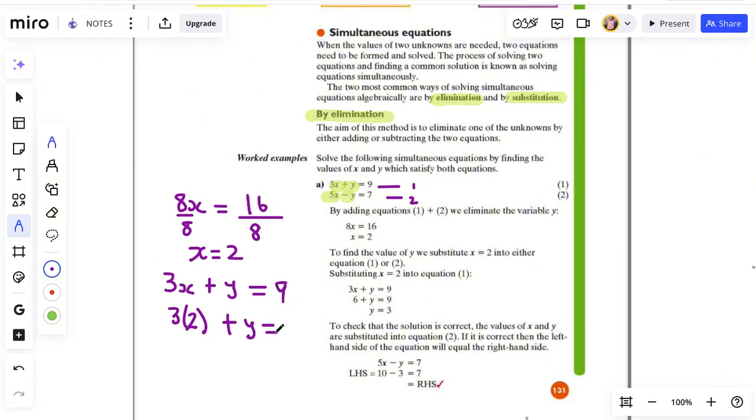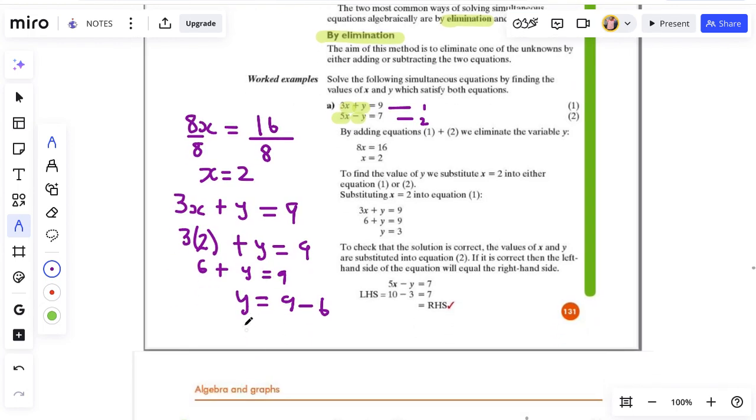So when you do that, you get 6. 3 times 2 is 6. You get 6 plus y equal to 9. Now this has become another simple equation. So you just move the 6 to the right. When the plus 6 comes to the right, it will be minus 6. So you have y equal to 9 minus 6. 9 minus 6 is 3. So you have y equal to 3.